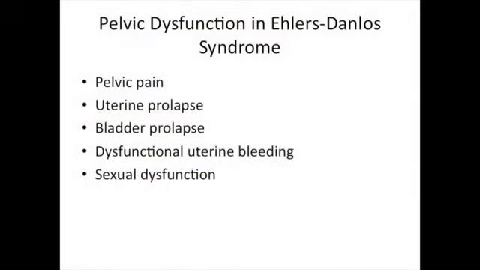Pelvic dysfunction is an important feature. Women present with pelvic pain, uterine prolapse, bladder prolapse, dysfunctional uterine bleeding and sexual dysfunction. Often these symptoms, particularly the pain, may be related to myofascial trigger points in the pelvis, and pelvic myofascial trigger point release may be very helpful for many of these women.